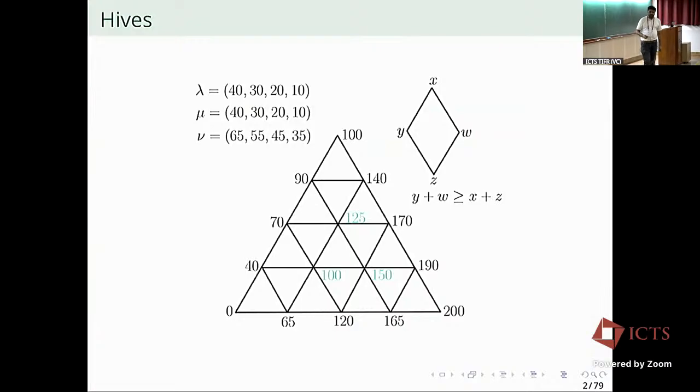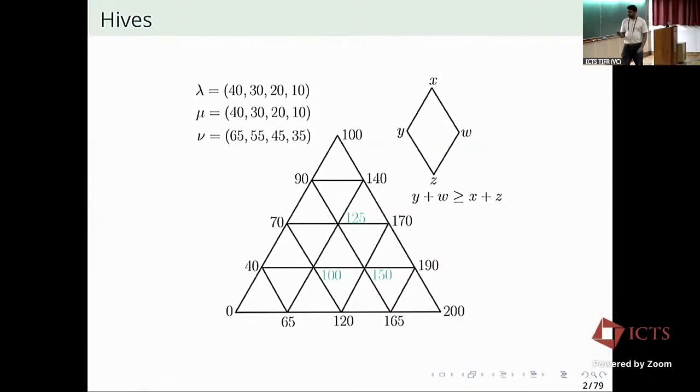So I'll start with describing what a hive is. This is a combinatorial gadget that comes up in the representation theory of GLNC, specifically in computing tensor product multiplicities of irreducible representations of GLNC, but also comes up in the solution of the Horn problem, which is the problem of understanding what the possible spectra are of sums of Hermitian matrices with given spectra.